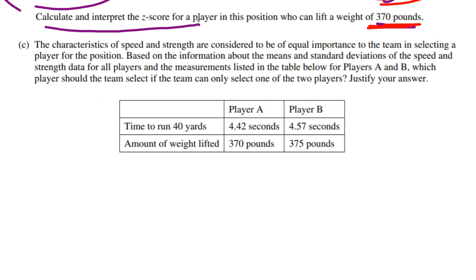Okay, so finally, the characteristics of speed and strength are considered to be of equal importance to a team when selecting a player for the position.